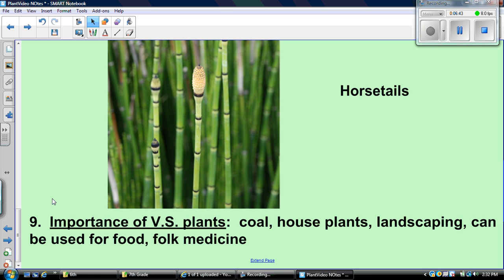So why are these types of plants important? They help create coal when they decompose. We use a lot of them for houseplants and in landscaping. They can be used for food, and sometimes they're used in folk medicine.